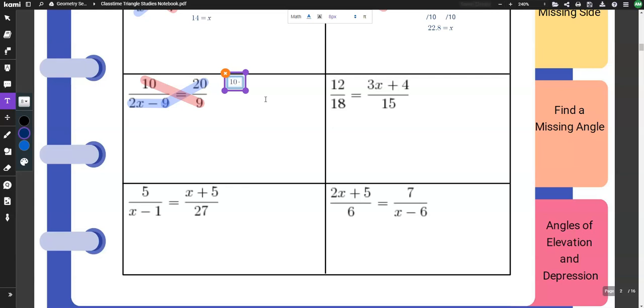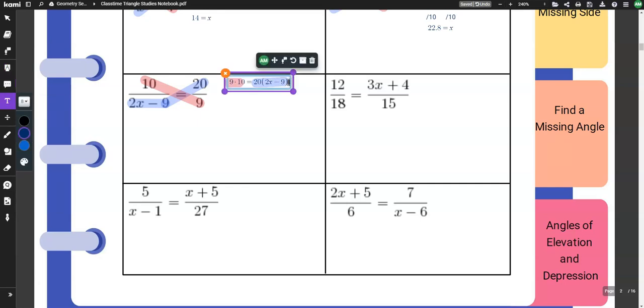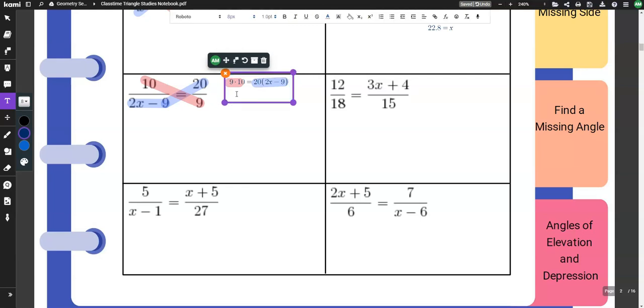So we have 10 times 9, and that is going to be set equal to, and in this case, I'm actually going to put the 20 in front, 2x minus 9. So just for the sake of consistency, I am going to change this to 9 times 10. And the reason I'm doing that is so that we're still having the terms in the same relative position, either left or right. Now I'm going to simplify the left-hand side. And then I'm also going to distribute on the right-hand side.